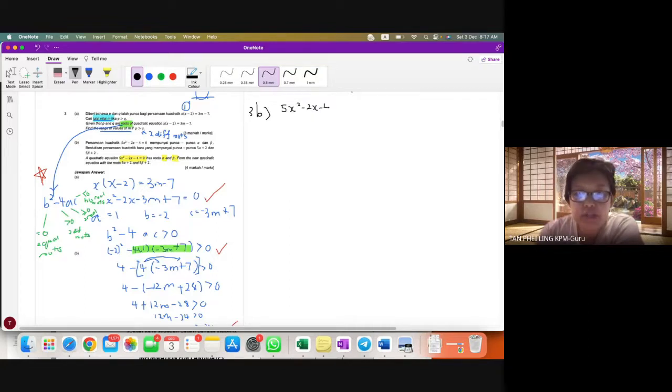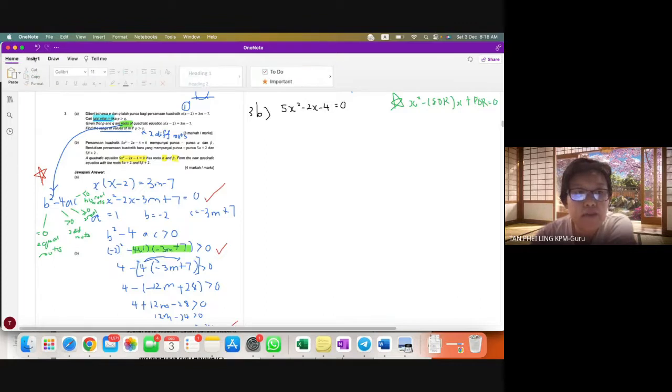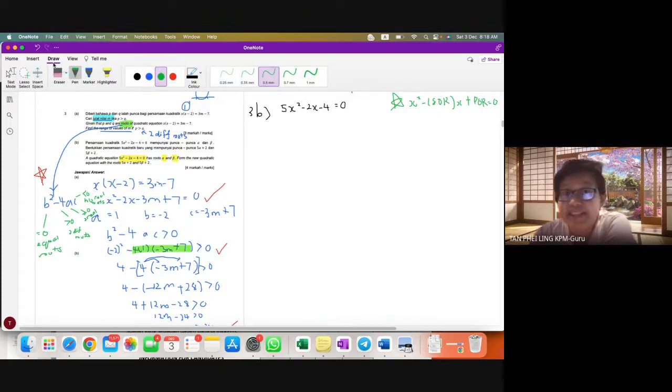minus 4. Can I just make use of this one? No. Why? Because recall back, the equation must be x squared minus SOR, sum of roots, x plus POR, product of roots, equals to 0. One thing that you must always come out in your mind. I realize that many of you cannot do it because you are not familiar, because of lack of exercise. If you do a lot, it will automatically come out.